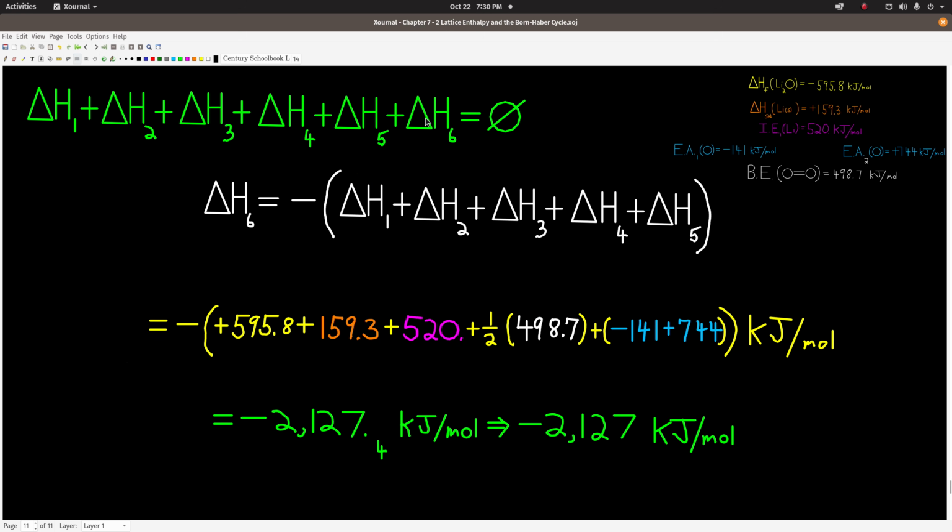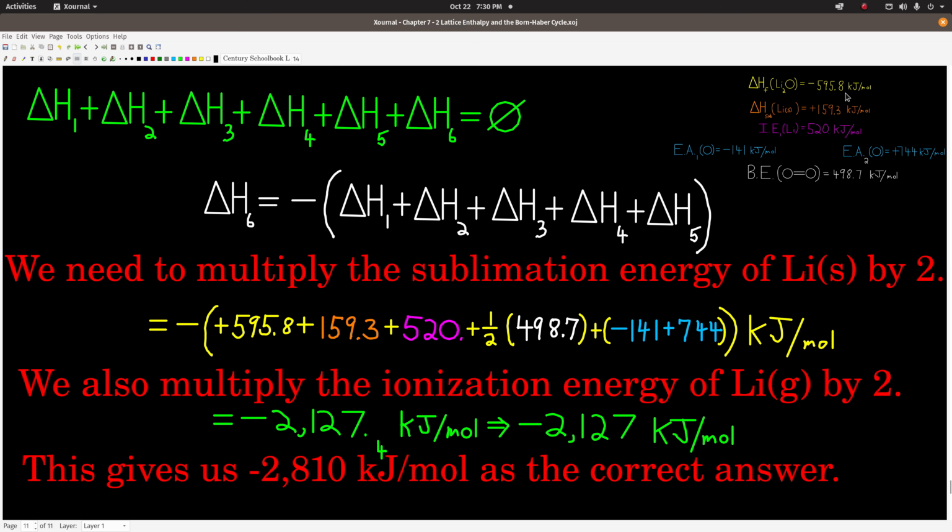So this is the equation that we use. The sum of the changes in enthalpy is equal to 0. We'll call delta H6 our lattice enthalpy. That's what we're asked to find. So we rearrange it like this, and we were given all the other numbers. So the heat of formation of lithium oxide was negative 595.8 kilojoules. So because we're breaking it apart, it's the negative of that, so it becomes positive. Okay, make sure you catch that. That's why this is a positive number. And then the heat of sublimation, just that number right here. And then the ionization energy, where we're pulling that electron off of lithium, 520 kilojoules.